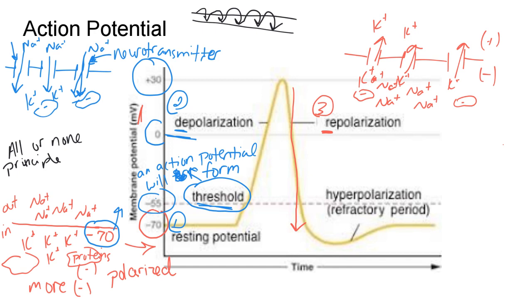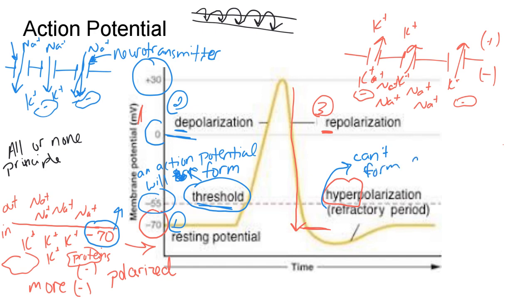During this time, as it's repolarizing, you'll see sometimes it'll go all the way down to this hyperpolarization phase where it went past our resting membrane potential. So it went more than or past it. It'll go into a refractory period. During a refractory period, it cannot form an action potential.